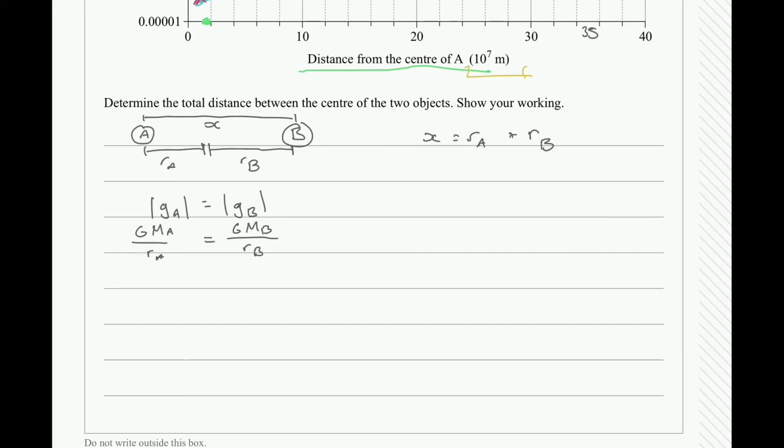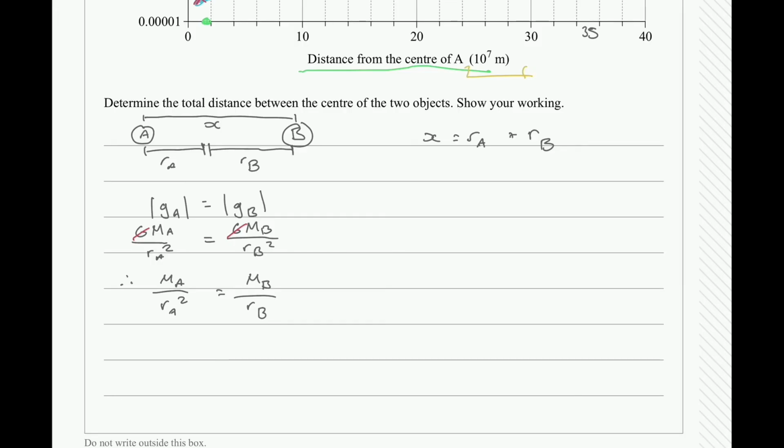We can cancel out G, because if you divide by G on one side, it cancels out G on the other side. So we're left with, and I believe I've forgotten something fairly important with our formulas here, it should be R squared. So RB squared, RA squared as our denominator. So we're left with the statement MA divided by RA squared is equal to MB divided by RB squared.